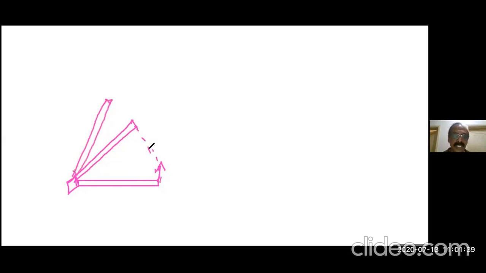Here you are exerting force. Where do you feel it easier to turn this screw? Which place? This. So initial 1, 2, 3. Where? First one, at place 1.